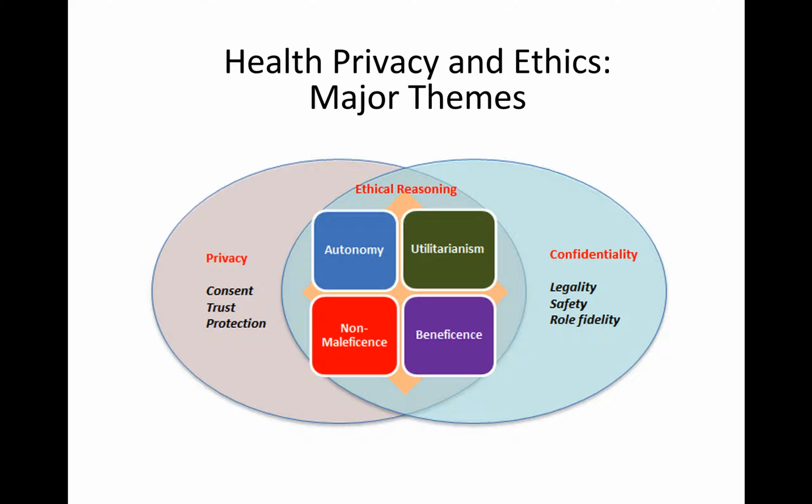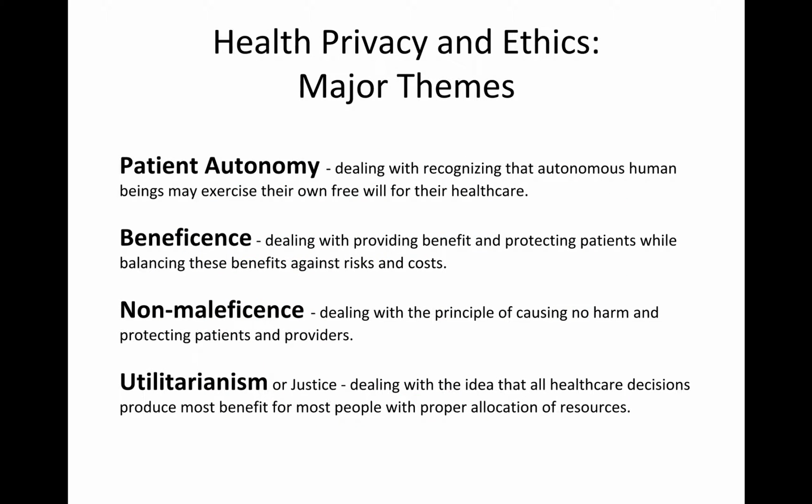So the major themes in healthcare privacy and ethics. In this diagram, you'll see there are two sides of the coin. There's confidentiality and there's privacy, and ethical reasoning is basically creating some topics of interest right in the middle. As you can see, privacy deals with consent, trust, and protection of healthcare information. Confidentiality deals with the legality, the safety, and the fidelity or accuracy of that information. So what do those major themes in the middle really mean when it comes to using healthcare information?